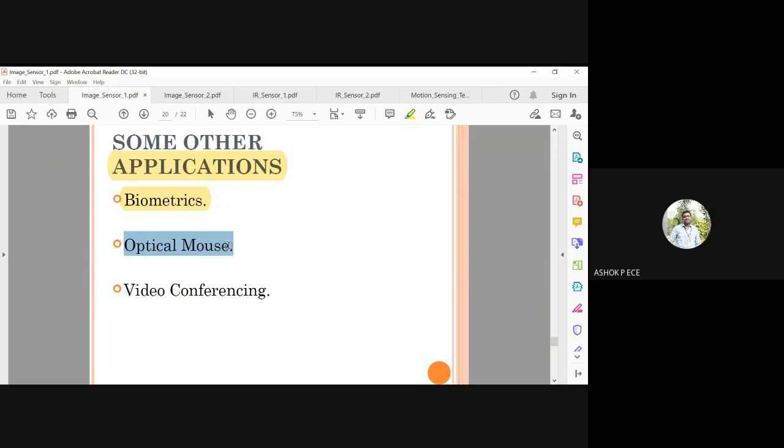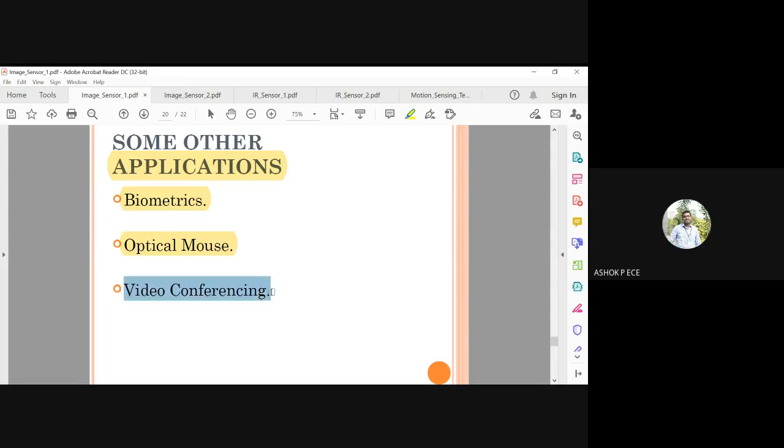Optical mouse: an optical mouse is based on an image sensor. Previously we had an electrical mouse with a rotating ball inside, but now everything is optical. Based on the position of the mouse or how you move, the movement is shown on the screen. So optical movement is converted into electrical movement.